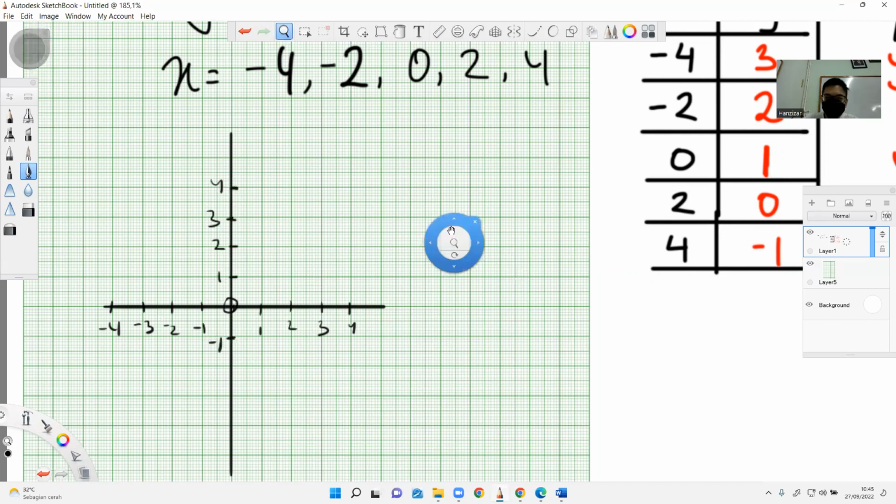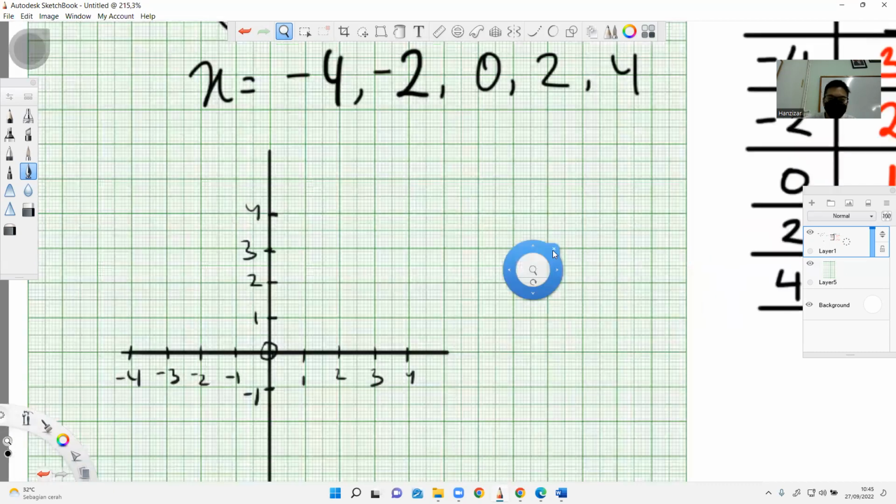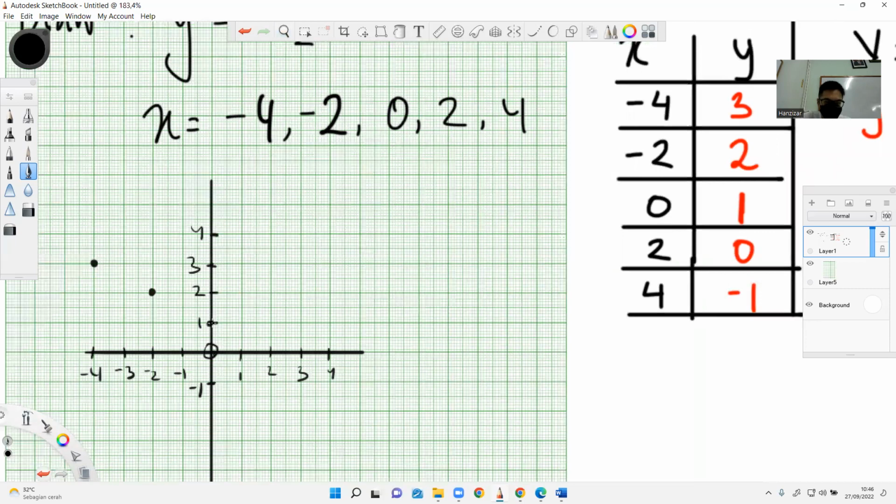Okay, the first point is negative 4, 3, right? Negative 4, 3 is located here. X negative 4, y equals 3. There you go. And then negative 2, 2. Negative 2, comma 2 here. 0, 1 here, right? 2, 0, and then 4, negative 1. There you go. Is it a straight line also? Yes, of course. So how do you draw the line? Just pull like that, and then we are done.